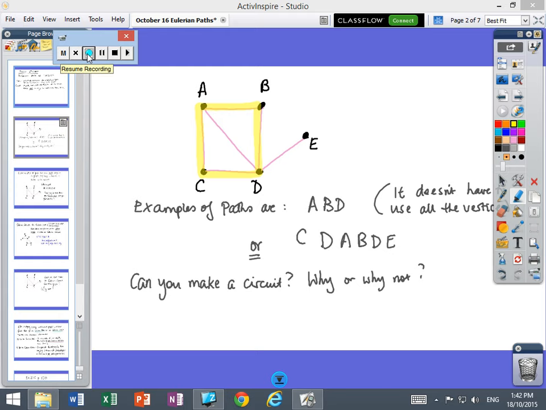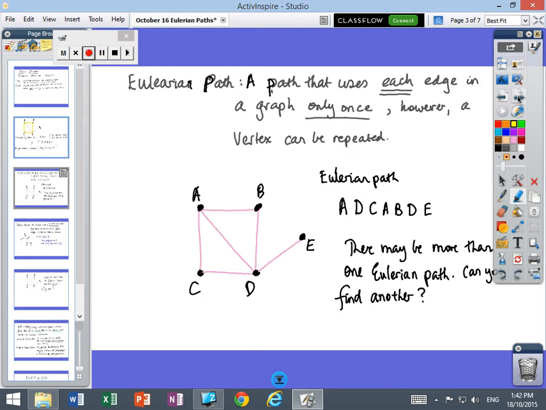Okay, we're going to go on to special types of circuits and paths now. An Eulerian path is a path that uses each edge in a graph only once, but you can go back to a vertex. For instance, if we start at A, go down to D, across to C, up to A, across to B, down to D, and then finally finish at E, we used every path once. We went through A twice, but we've used every path once. There are other paths as well, but at this stage, if you want to copy that down, please do so.